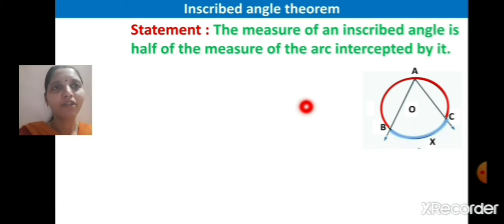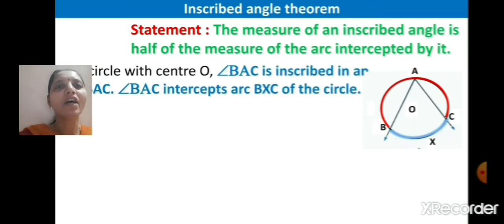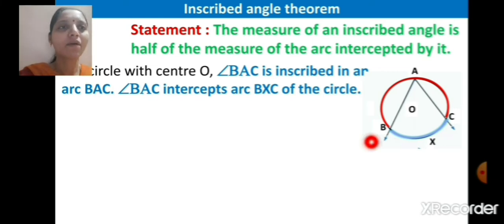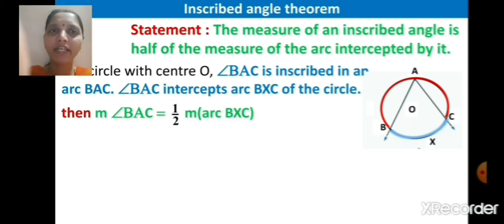Inscribed angle theorem: the measure of an inscribed angle is half the measure of the arc intercepted by it. That means in this figure, the circle with center O, angle BAC is inscribed in the arc BAC and angle BAC intercepts arc BXC of the circle. Then measure of angle BAC is equal to half the measure of arc BXC. This is a very important theorem. You should remember only the statement. This theorem will not be asked for the proof.